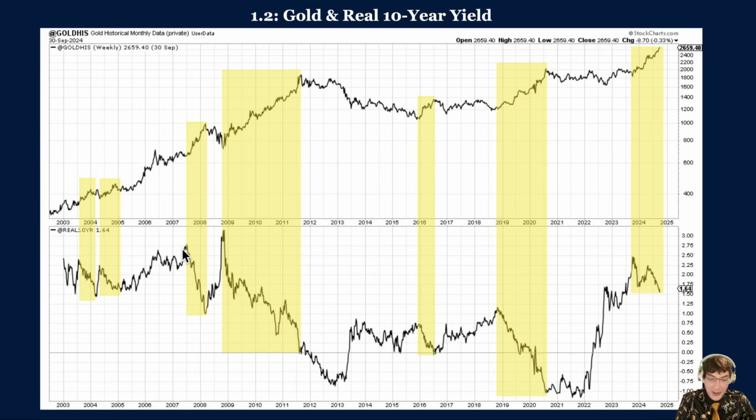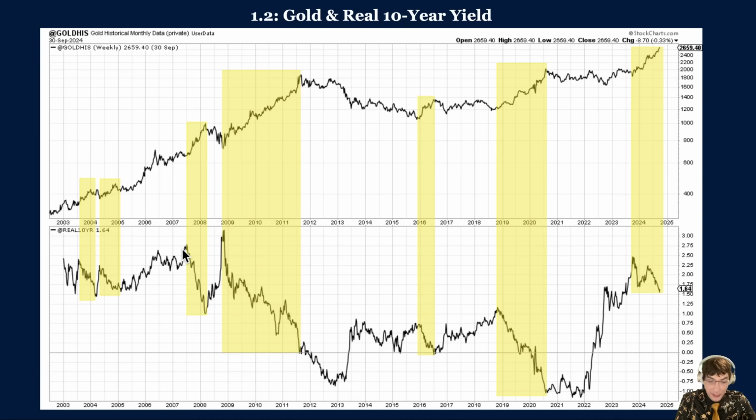In figure 1.2, we see that gold leads the real 10-year yield at important turning points. In other words, the gold price will bottom and rebound before real yields peak and start falling, and the gold price will peak and decline before real yields bottom and turn higher.